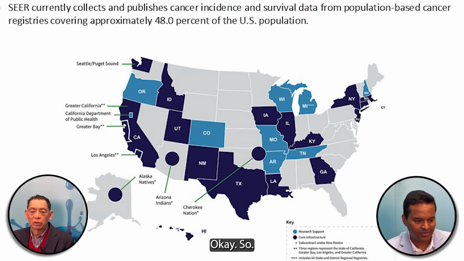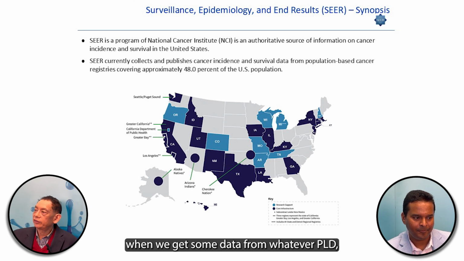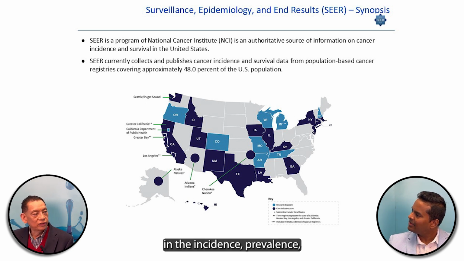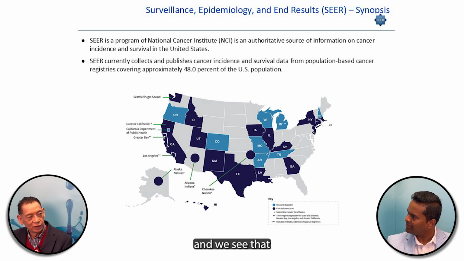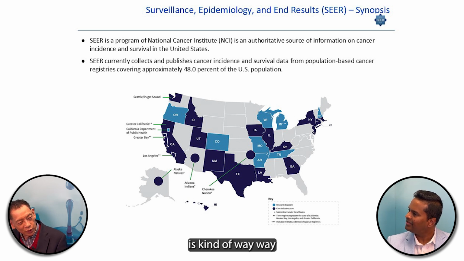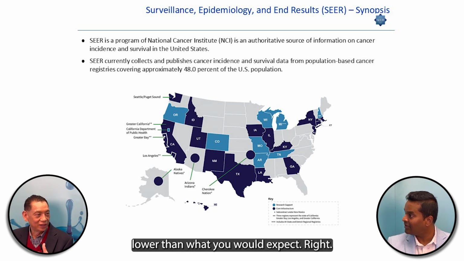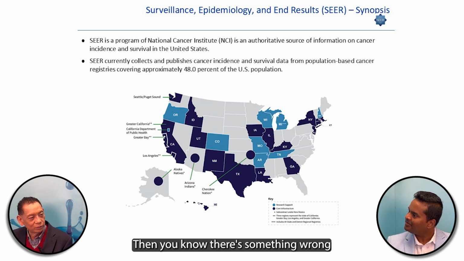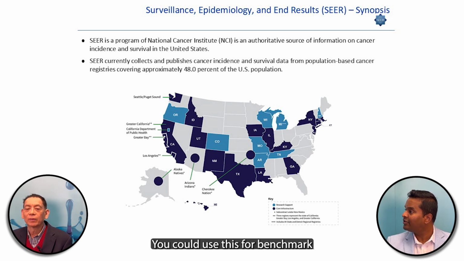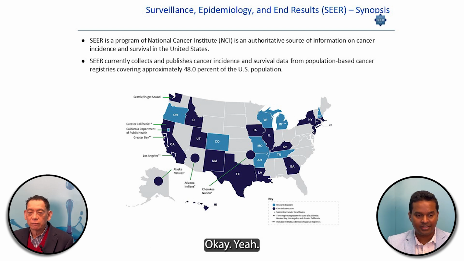Okay. So this means that when we get some data from whatever PLD, we can bring in the incidence, prevalence, mortality, and survival, and run a check, right? So for example, in Florida, we have the population and so on, and we see that what the PLD is telling you is way, way lower than what you would expect from what a SEER database would tell you, then you know there's something wrong that you need to adjust. Exactly. You could use this for benchmark analysis.